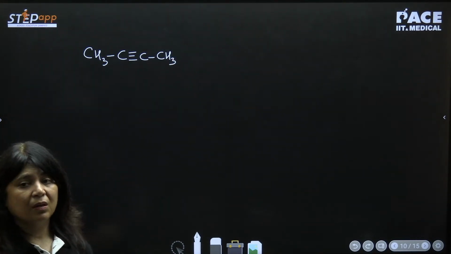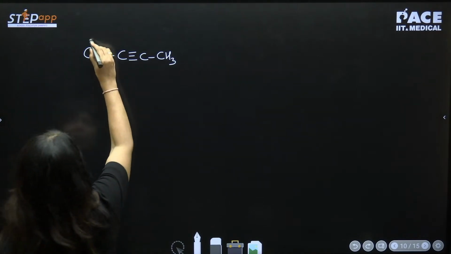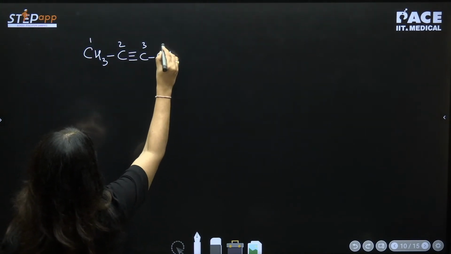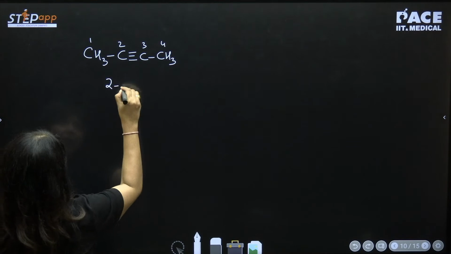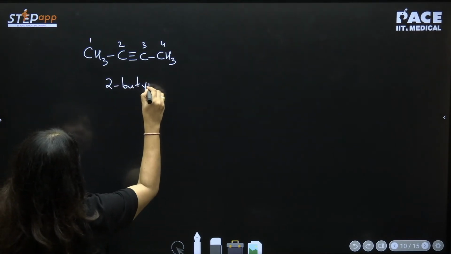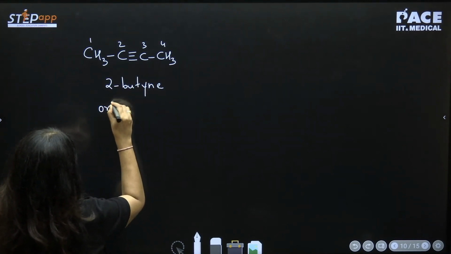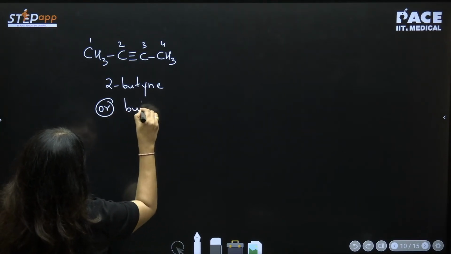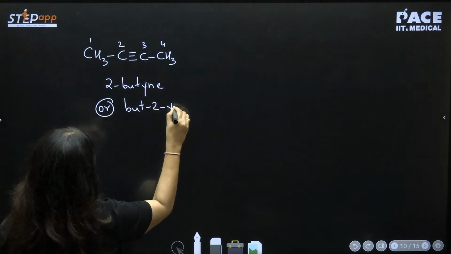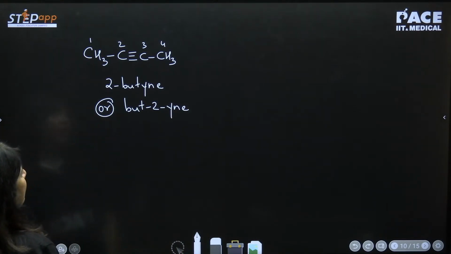This is 2-butyne. Numbering could again be from any end. So it is 2-butyne, or you can also call it as but-2-yne. Writing the bond line for this again.